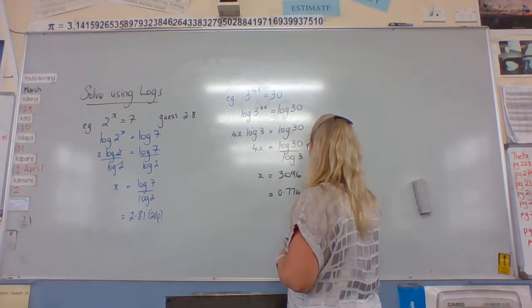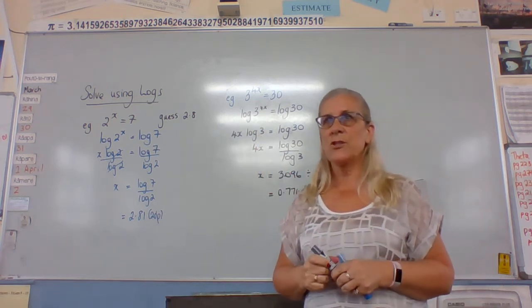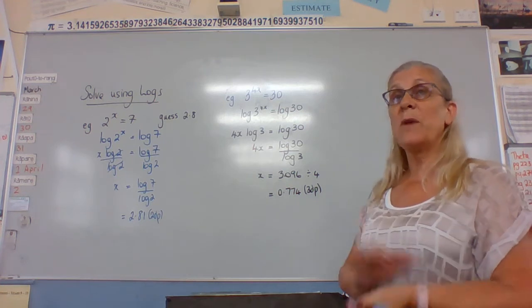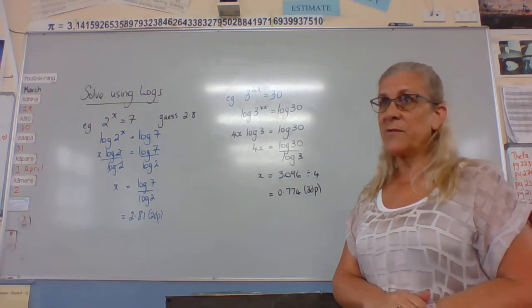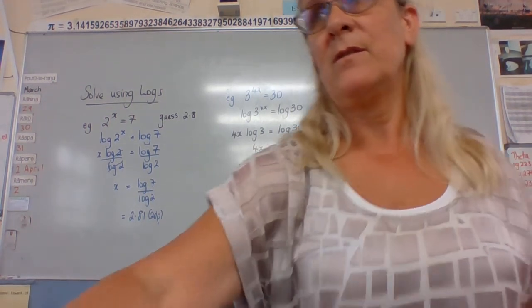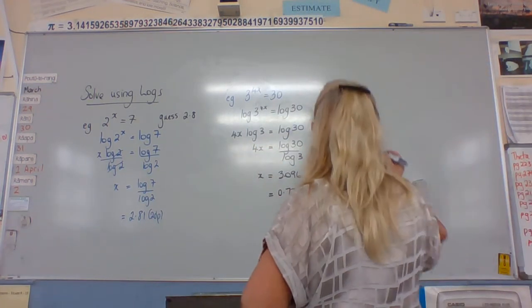0.774 to 3 dp. So that, which took us about 20 seconds, is worth 2 marks out of the 24 possible in the paper. That's pretty fair, isn't it? And that's considered to be the hard part of this topic. Right? Or we might have something like this one.